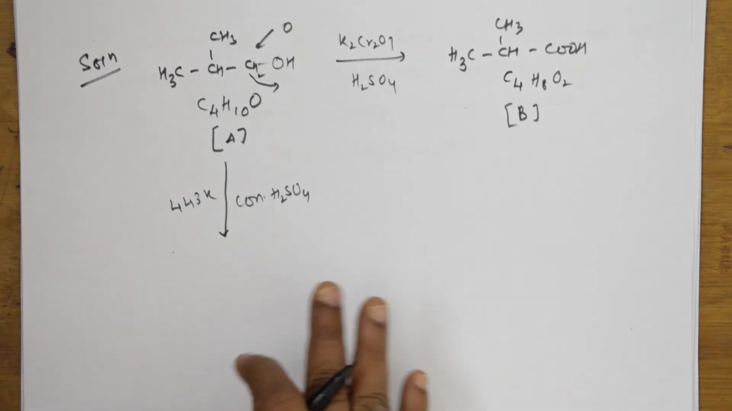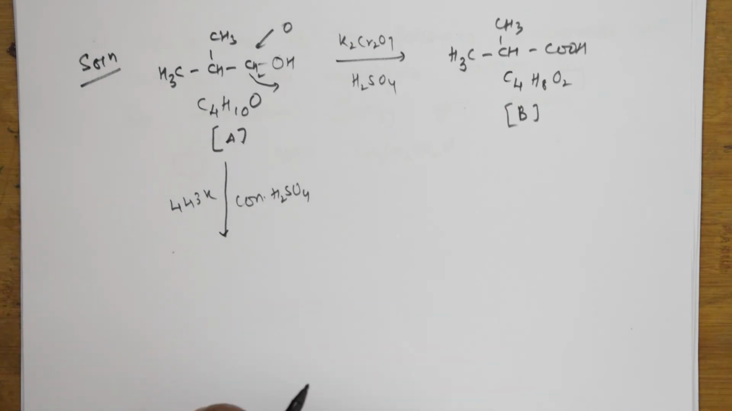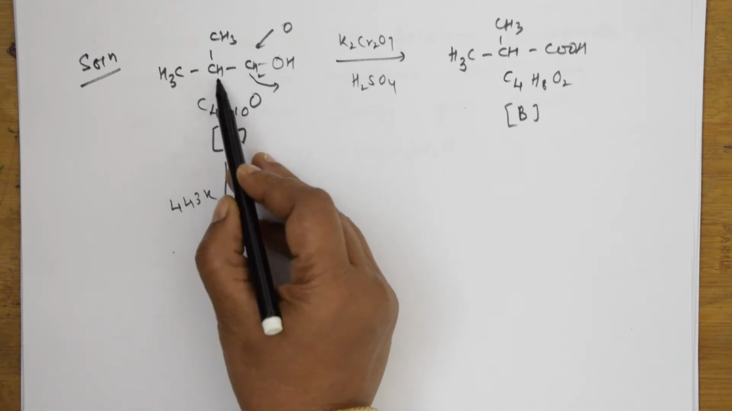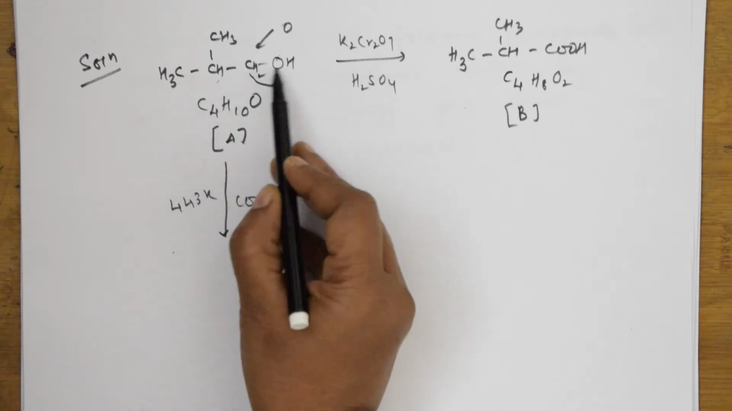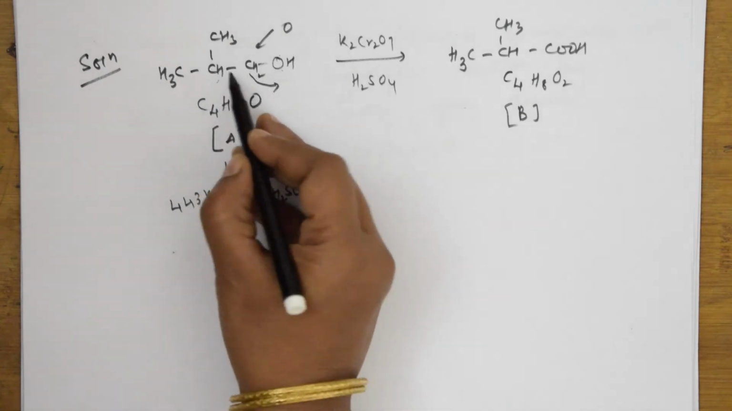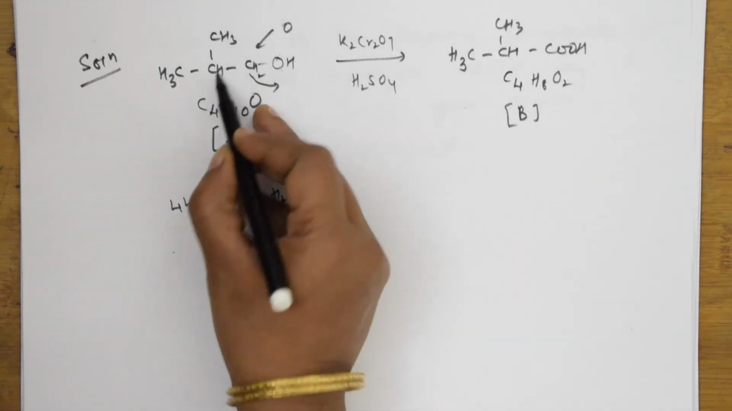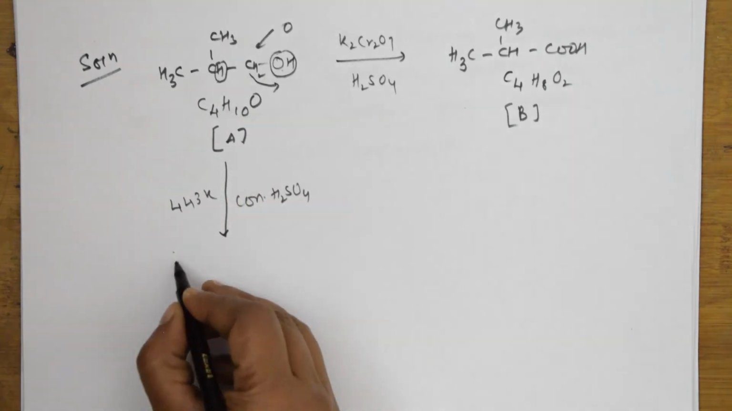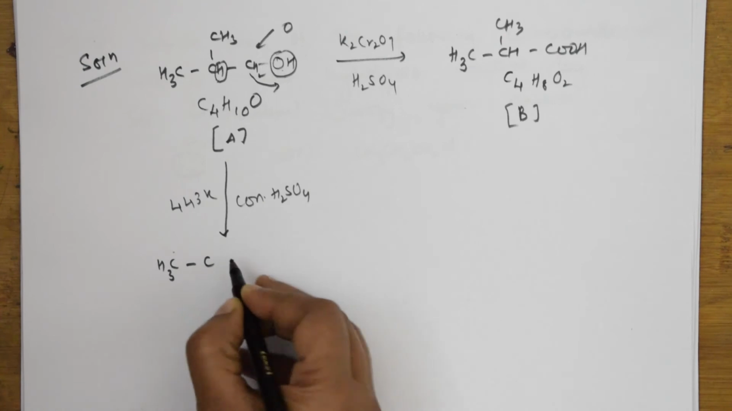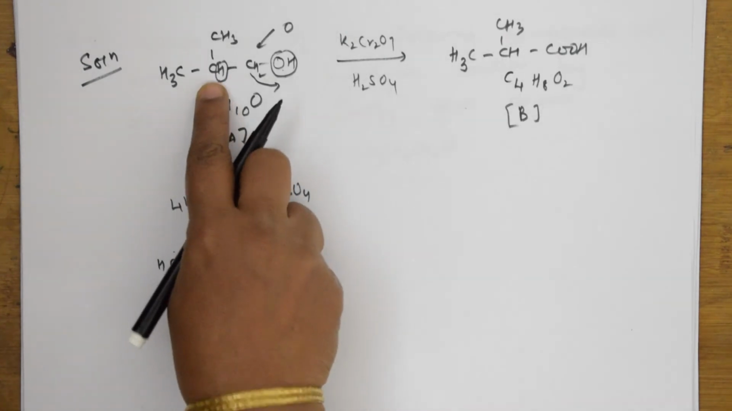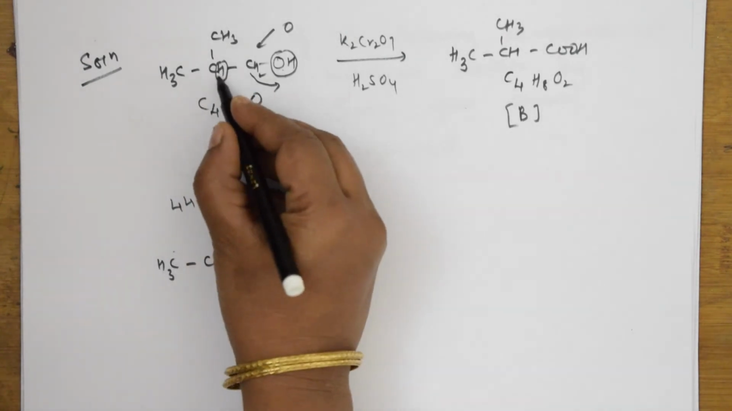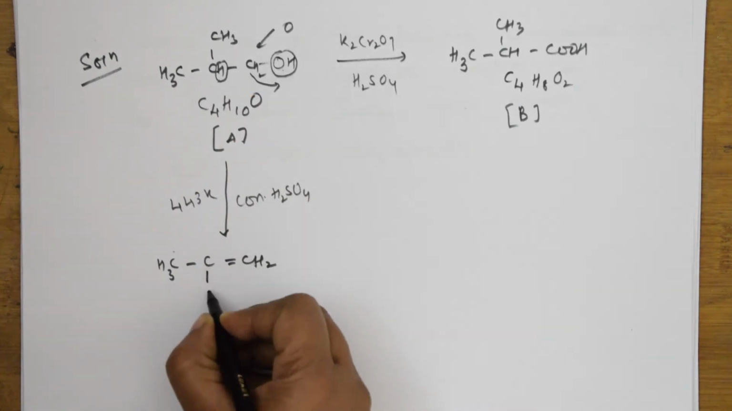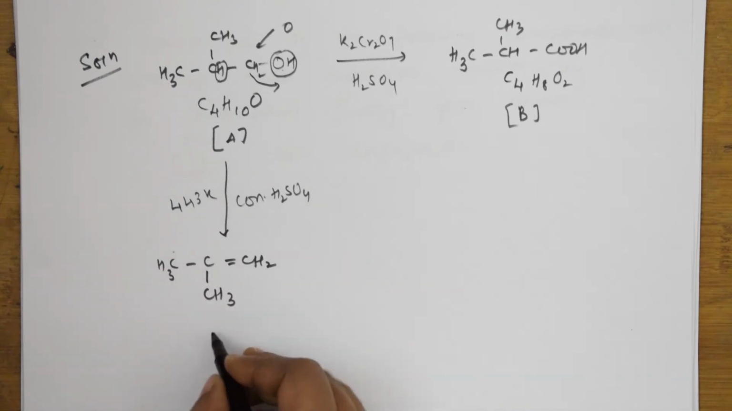This dehydrating means removing water. From where should you remove water? You have to be careful. Hydrogen, look here, hydrogen from here and OH from here will be removed. Once again, don't remove hydrogen from here and OH from here. You have to remove hydrogen from here, OH from here should be removed. So what will you get? You get CH3 carbon, and the bond whatever is here between carbon and hydrogen, that will drop here. Okay, this bond will drop here. So this becomes C double bond CH2 and this is CH3. Done. Right. This is compound C.